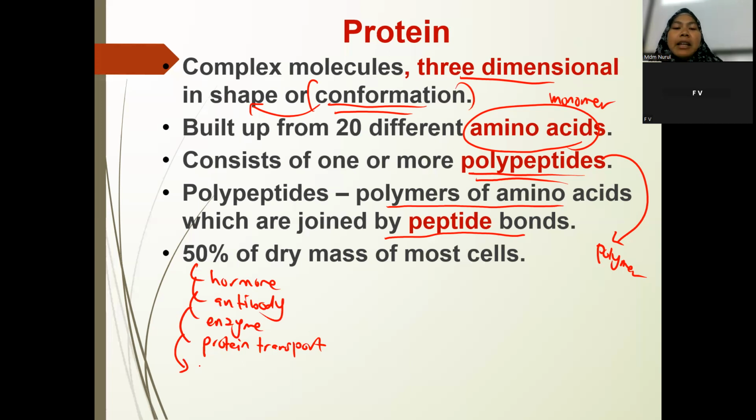Red blood cell, transfer protein. Contohnya awak punya sel darah merah. Ini adalah protein. Okay. Rambut, protein. Kuku, protein. Muscle, protein. Daging-daging kita ni semua protein. That's why dikata 50% of dry mass, or body, is actually composed of proteins.